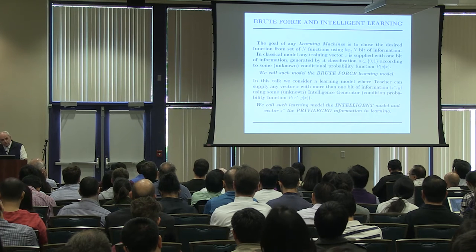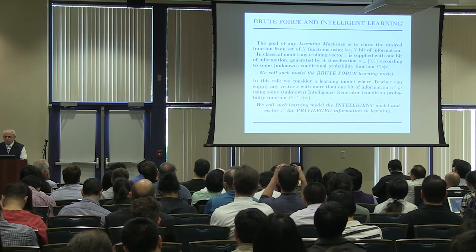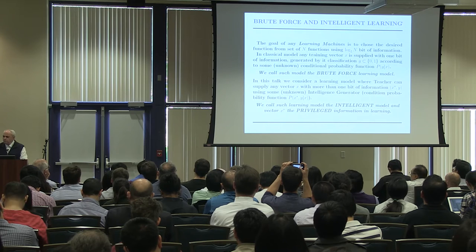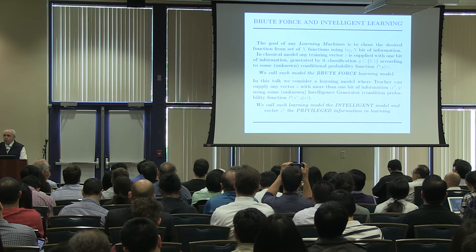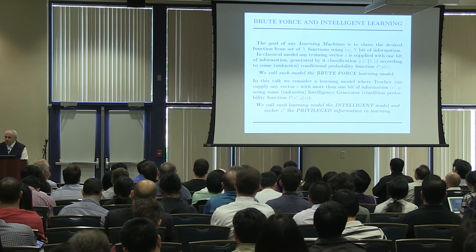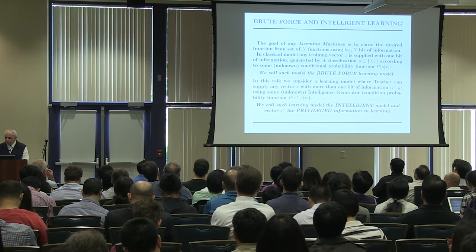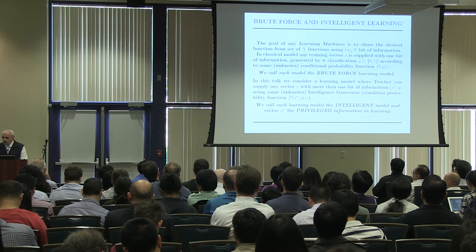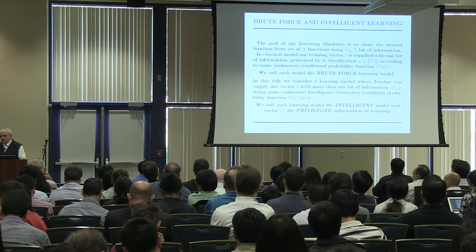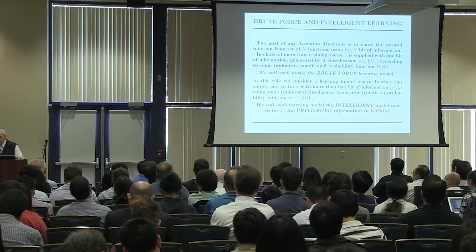The goal of my talk is to show that choosing from a big number of functions is a poor deal. We would like to choose from a huge number of functions, but we cannot do that because it will contradict information theory. We should invent some model which allows us to do that.